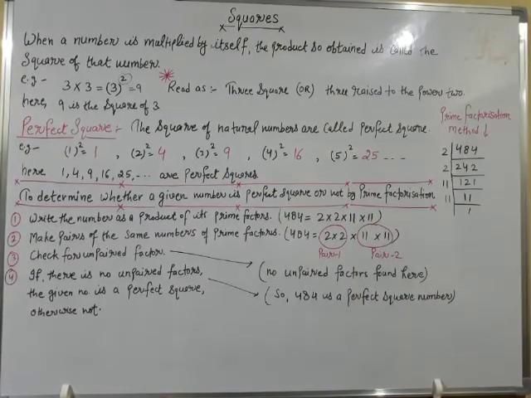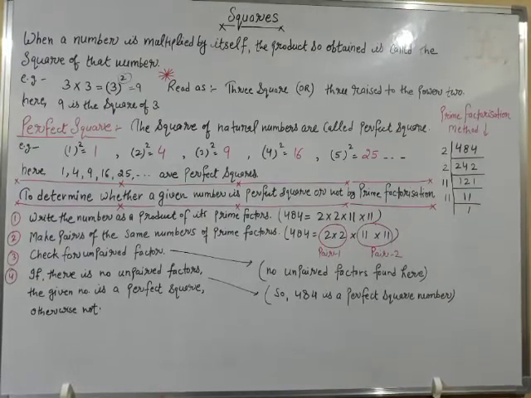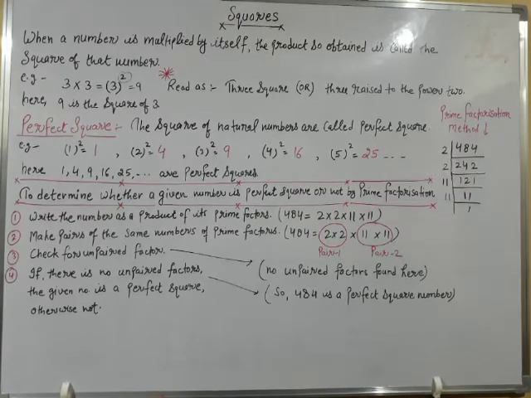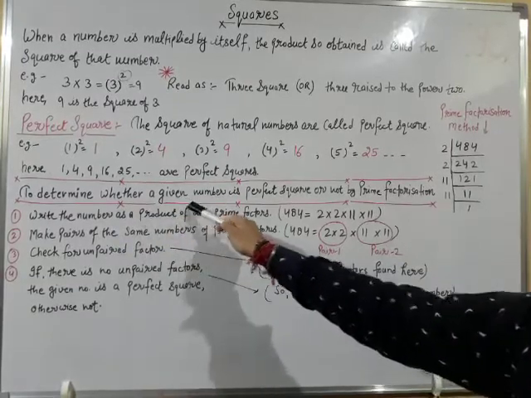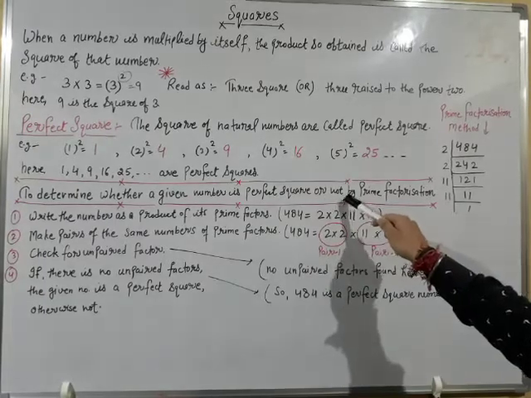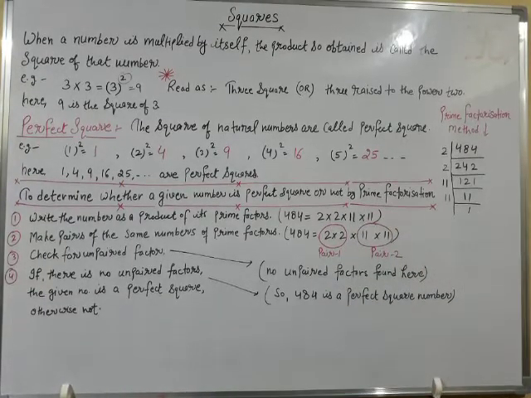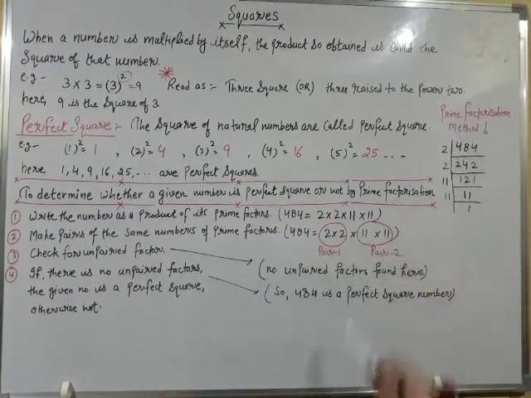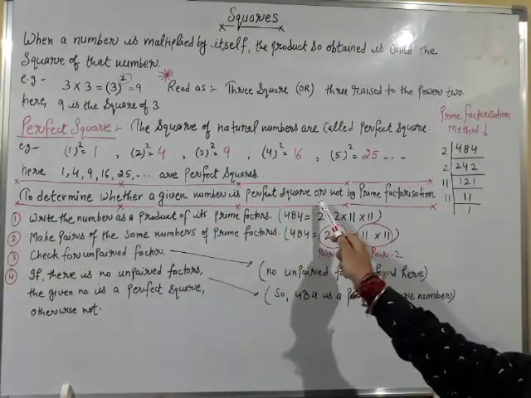Now the question arises, how can we determine whether a number is a perfect square or not? So we will clarify this in our next topic. To determine whether a given number is a perfect square or not by using the prime factorization method, we have to follow certain steps to clarify whether a number is a perfect square or not.